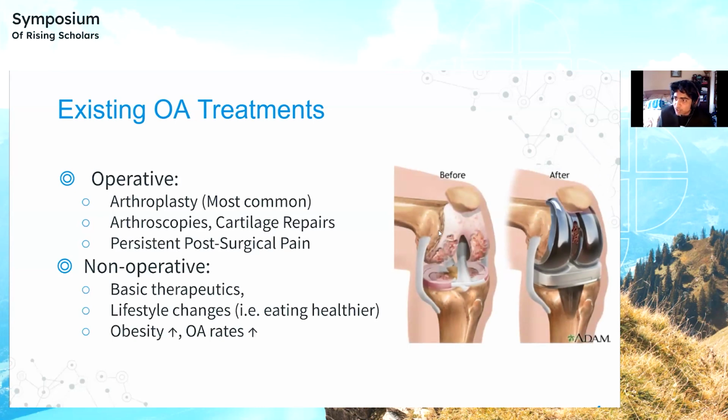They artificially replace the different components, such as cartilage and other ligaments, of your knee. So while surgical intervention has been commonplace for years, a big issue still remains, and this is a phenomenon known as PPSP, or persistent post-surgical pain.